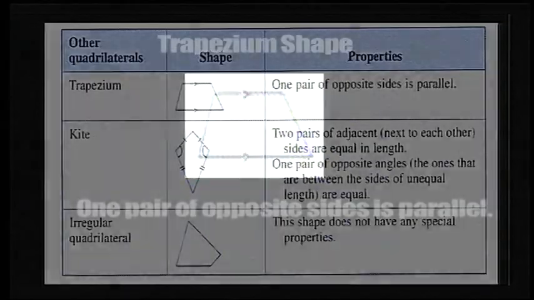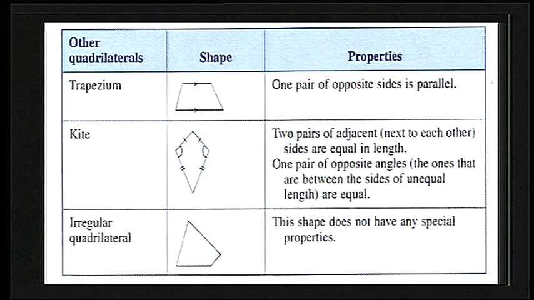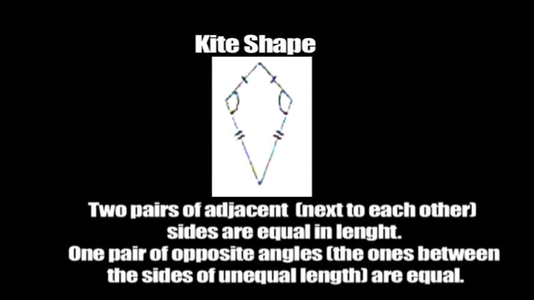Okay? The second shape is a kite. The property of a kite is two pairs of adjacent sides that are equal in length. Adjacent simply means next to each other. As you can see, the head of the kite has two sides equal, while the tail of the kite has two sides equal as well.